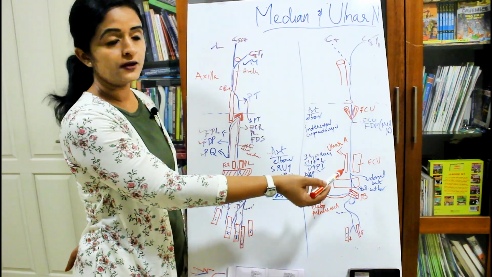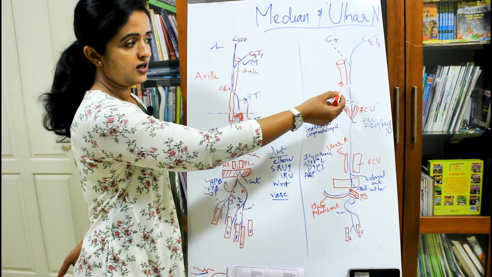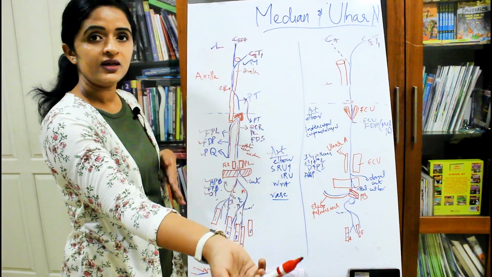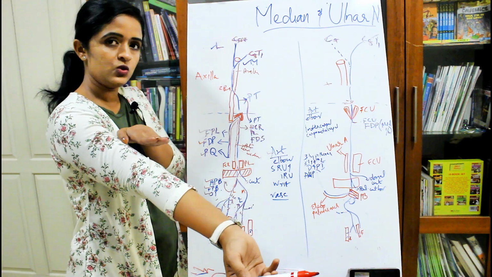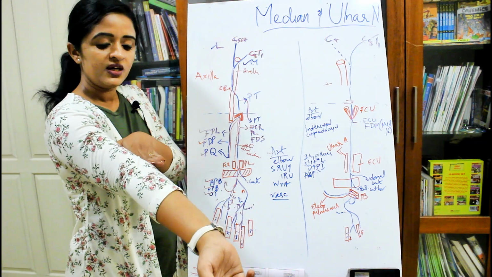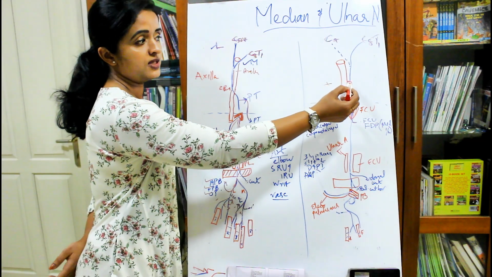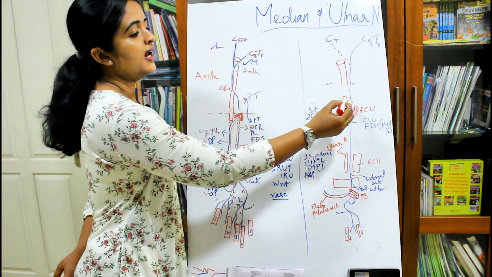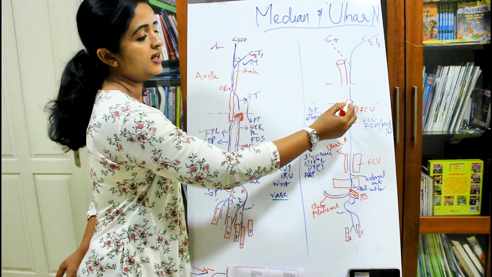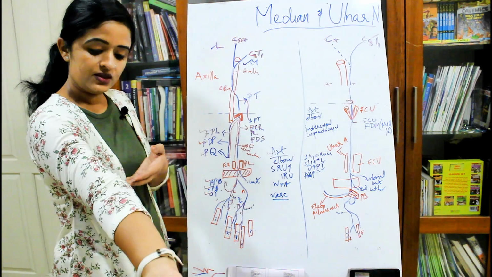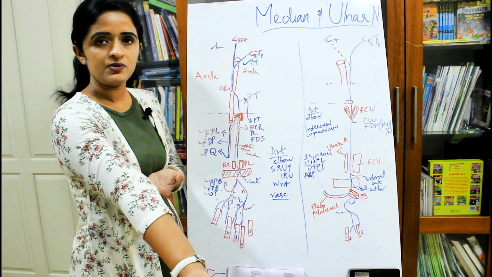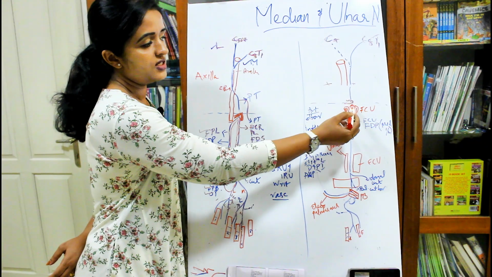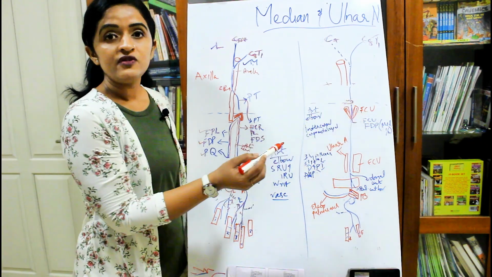So the ulnar nerve lies medial to the axillary artery and brachial artery, and somewhere in the middle of the arm you have the medial intermuscular septum, which separates the anterior and posterior compartments of the arm. Somewhere in the middle, the nerve pierces the medial intermuscular septum and goes to the posterior compartment, and now it lies behind the medial epicondyle. We can feel the ulnar nerve just behind the medial epicondyle, hence it is known as the funny bone.